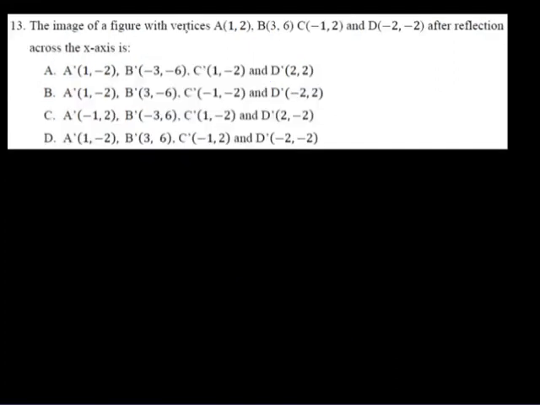Okay, the image of a figure with vertices (1, 2), (3, 6), (minus 1, 2), and (minus 2, minus 2) after reflection across the x-axis is what? So here we are asked the image of a certain figure with the given vertices. Before finding the image, we need to know what the reflection on the x-axis looks like. For example, if we have a certain xy plane, whenever we have a point with entries (x, y), the image of this point under the reflection on the x-axis will be (x, minus y). The only thing that changes is the second entry, with a change in sign.